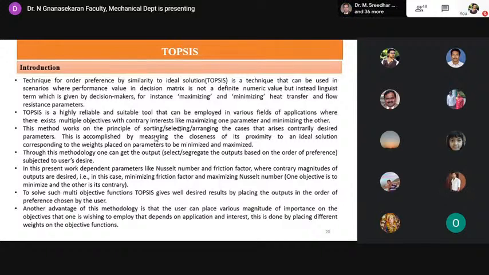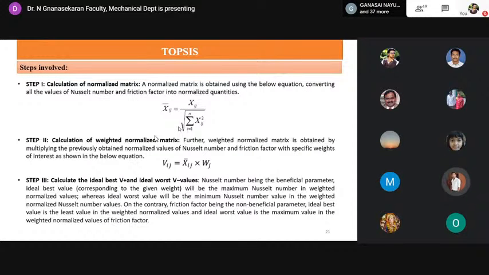So here, as I said before, the user is going to decide everything. Eventually he is going to get a set of solutions, and then he is going to decide what kind of solution is favorable for him. And in our case, of course, we are dealing with the Nusselt number and friction factor. So we are going to maximize the Nusselt number and minimize the friction factor. Let us move on to the steps involved in this. These are all very simple steps. If you read these steps, it will be very easy for you.